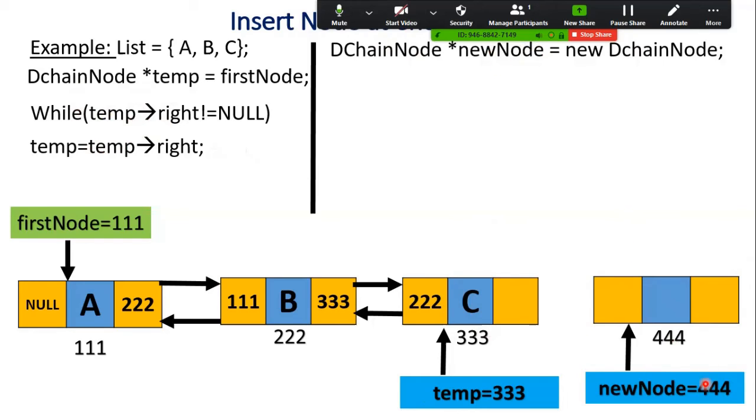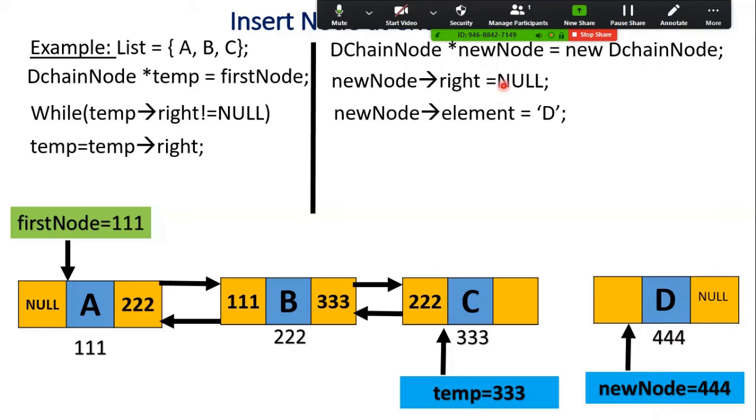That is the new node with address 444. That is DChainNode star newNode equals new DChainNode. We are allocating at runtime, which is called dynamic memory allocation. So what is the right field of this new node? Null, because this will be the last node in this chain.